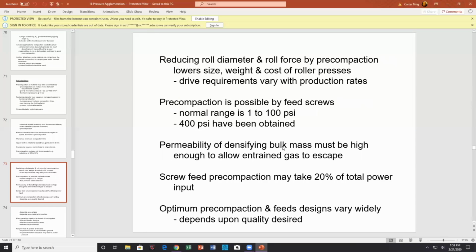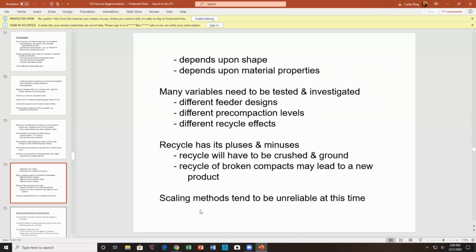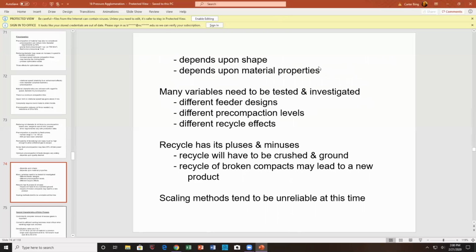Permeability of the densifying bulk mass must be high enough to allow the entrained gas to escape. Screw feed pre-compaction will take 20% of total power input. Optimum pre-compaction feed designs may vary, depending upon quality desired, shape, and material properties.